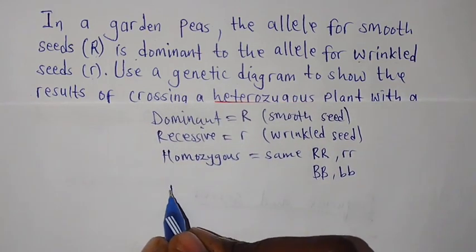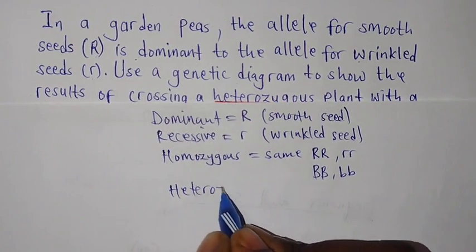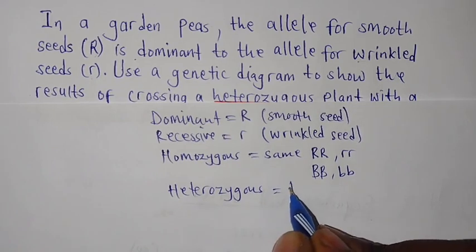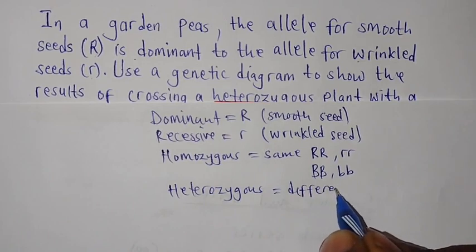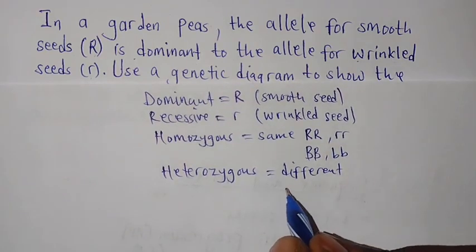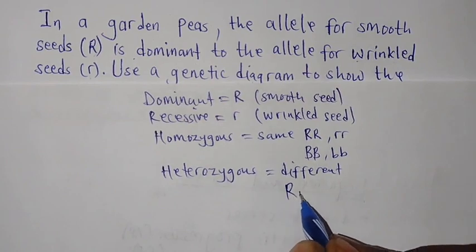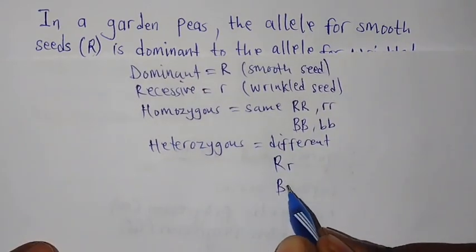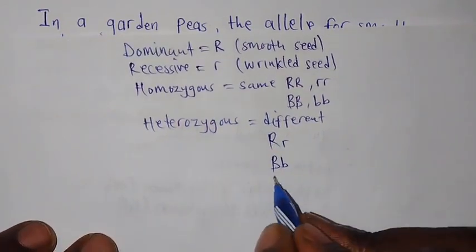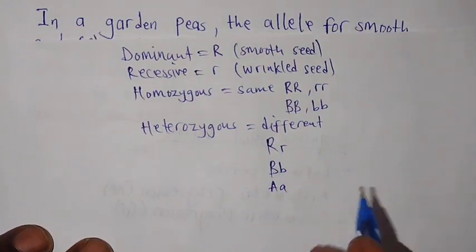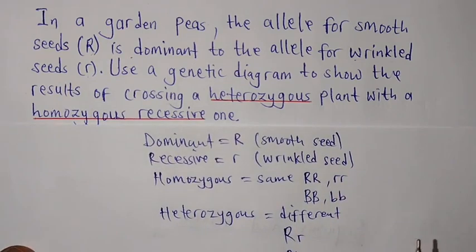Then we also have heterozygous. For heterozygous alleles, hetero means different. So these alleles are different, and since they are different, you are going to have a combination of a dominant and a recessive one. For example, you can have a dominant R and a recessive r, or capital B and small letter b, or capital letter A and a small letter a. These are called heterozygous alleles. They are different. This is very important for you to understand.